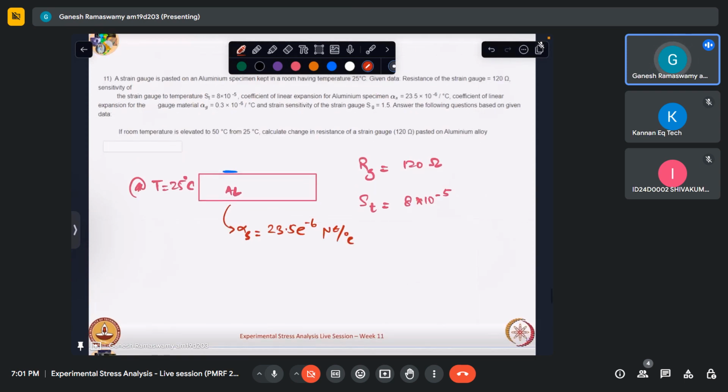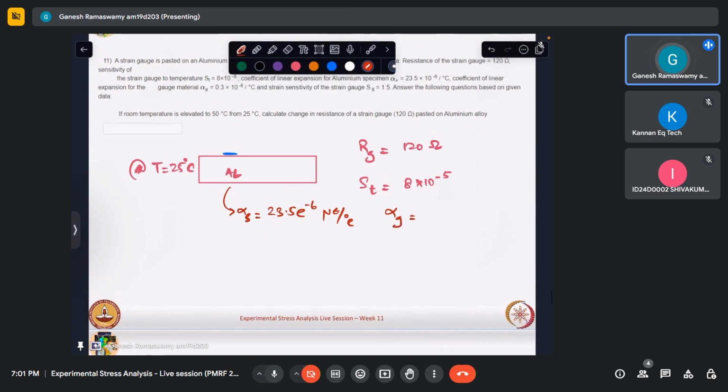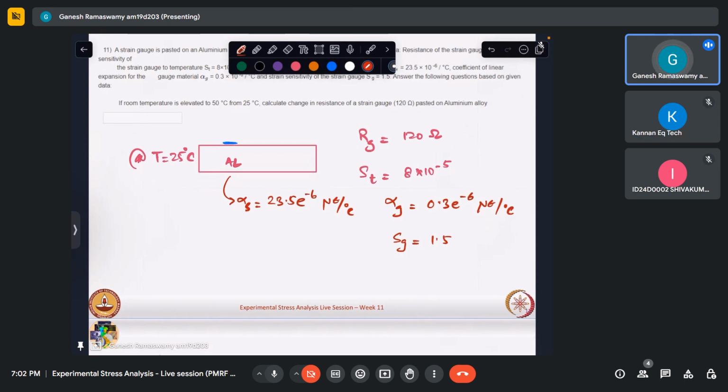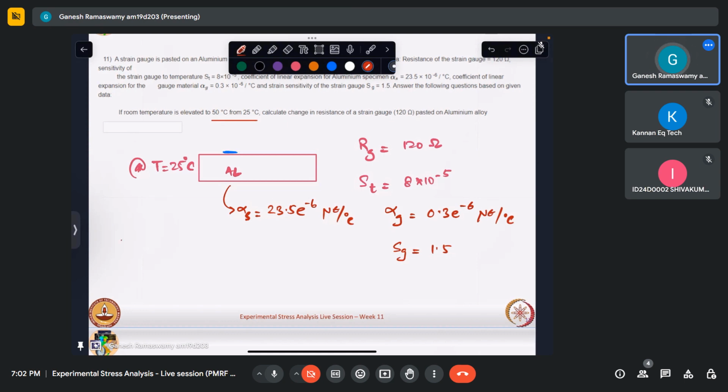And then we have coefficient of linear expansion for the gauge material given as 0.3 into 10 power minus 6 microstrain per degree centigrade. The strain sensitivity of the strain gauge Sg is given as 1.5. Answer the question for the data given. If the room temperature is elevated to 50 from 25, that is delta T happens to be plus 25 degrees centigrade, calculate the change in resistance of the strain gauge pasted on the aluminum alloy.